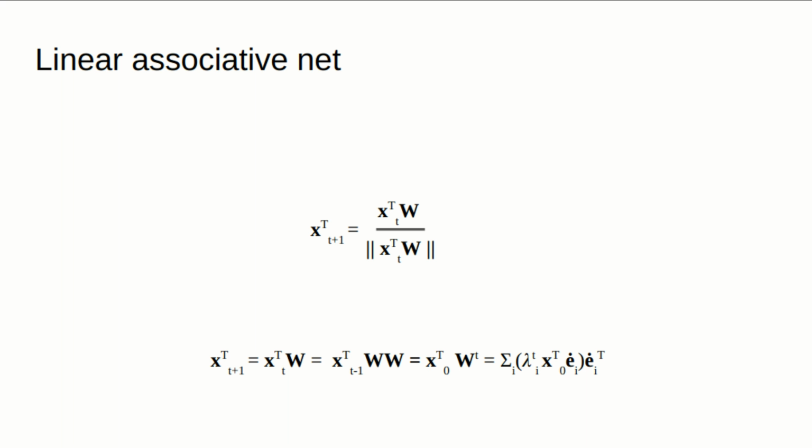Expanding the update function makes it clear that the state moves towards the dimension with the largest eigenvalue in the limit.